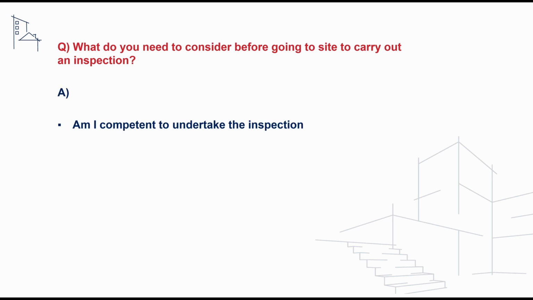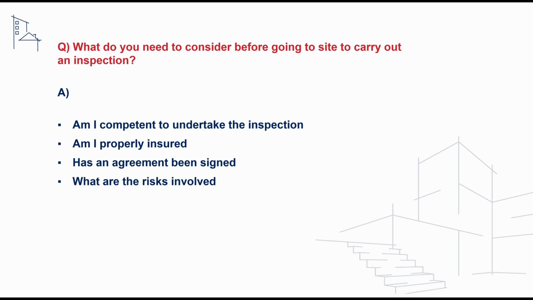And first of all, we can reference the consideration of whether we are competent to undertake the inspection. We also need to ask ourselves, are we properly insured? Whether a formal agreement has been signed by the client and is in place prior to undertaking the inspection. What are the particular risks that we need to consider in regards to health and safety, working at height, any presence of asbestos, for example.